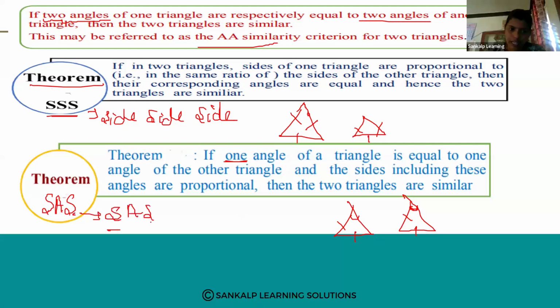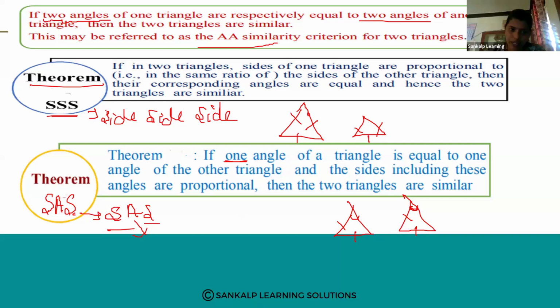Why? Because two sides are proportional and one angle is equal. Here, if three sides are proportional, then three angles are equal. But here one angle is equal and the corresponding sides are in the same ratio. Therefore, we can call it the SAS property. So this is one of the criteria of similar triangles. This is also very, very important.